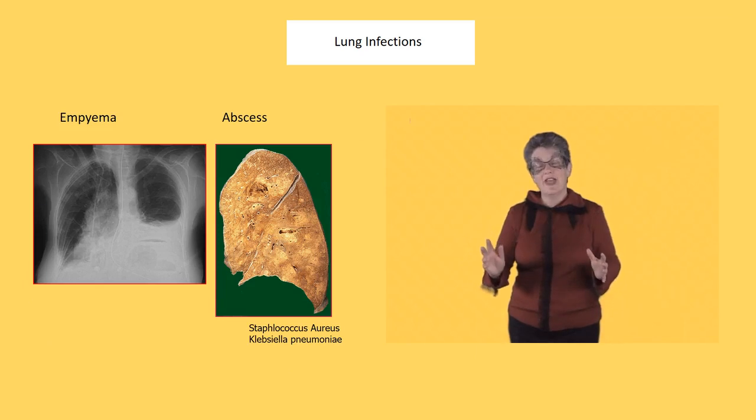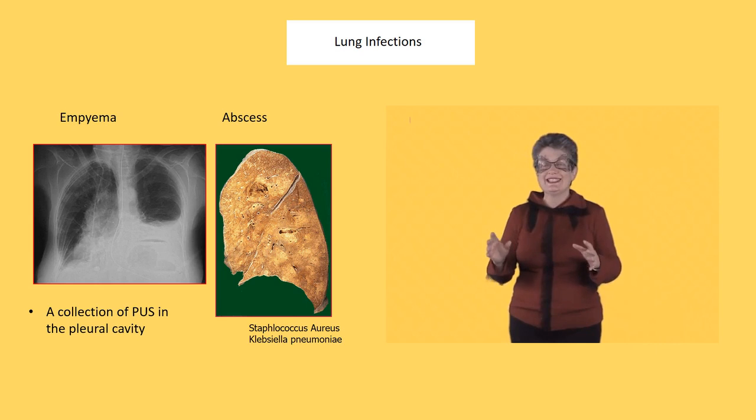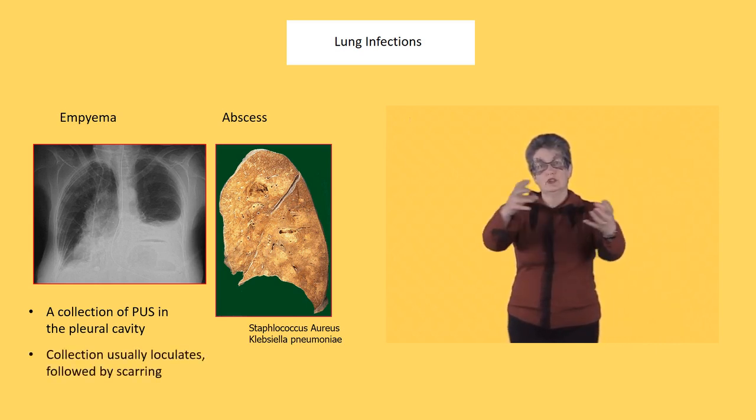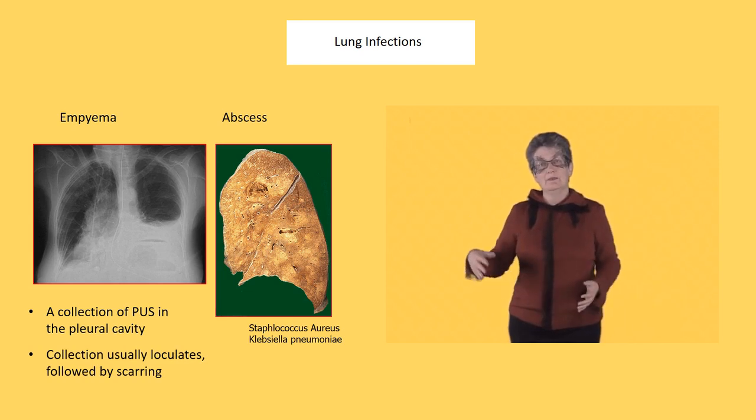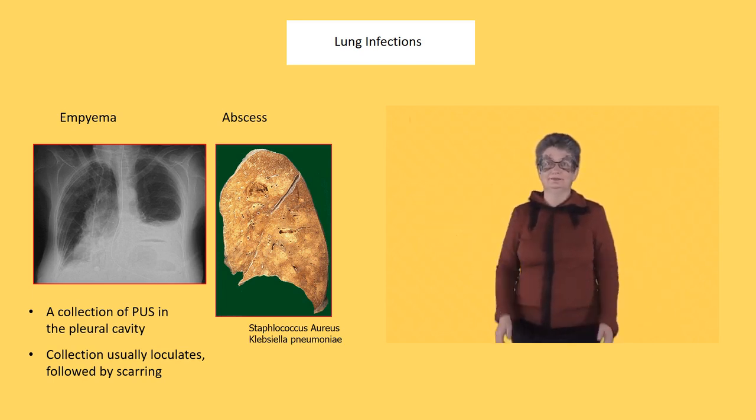If infected fluid gets into the pleural space, it causes a collection of pus there, and that's called empyema. The collection is thick and sticky and usually loculates, and then these locules are followed by scarring. In the picture to the right, you can see that the left chest contains an empyema. The diaphragm is lifted up, and then there are fluid lines around the bottom edge of the airspace.